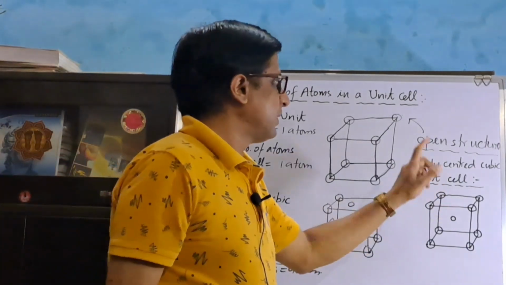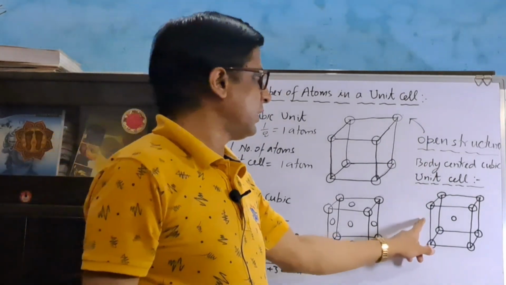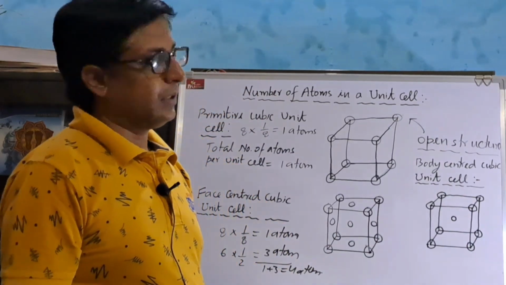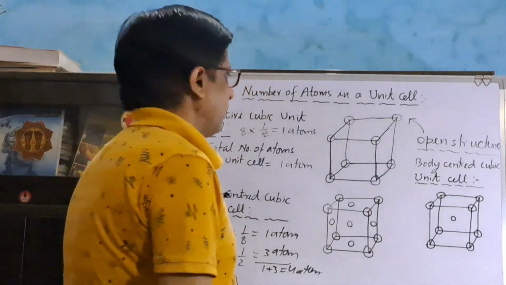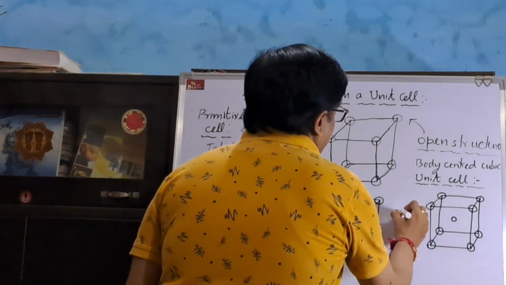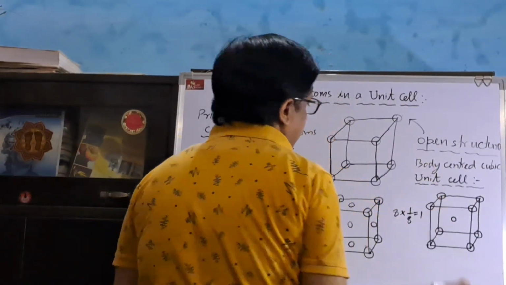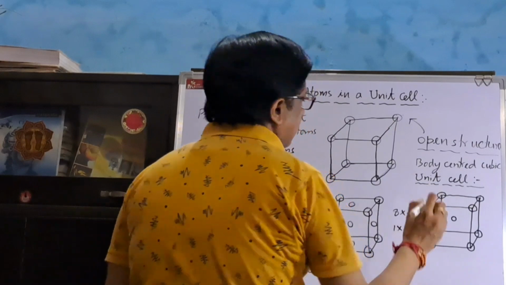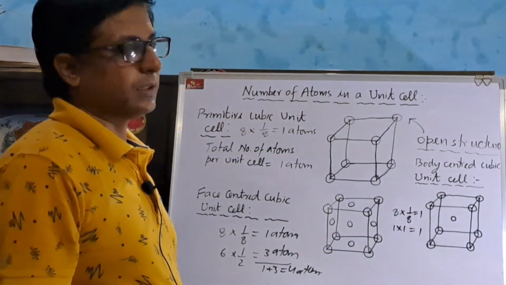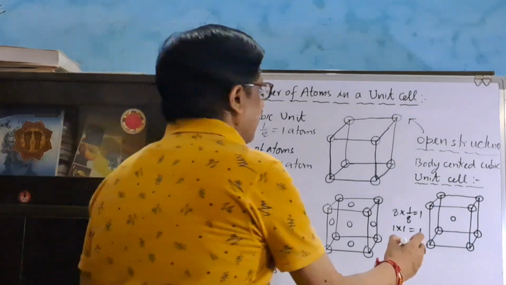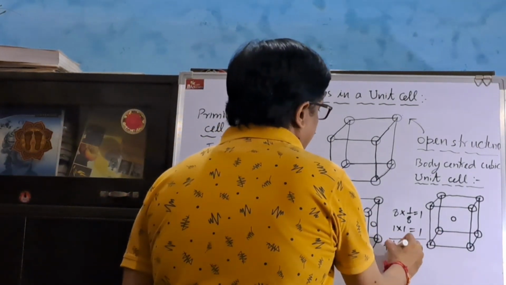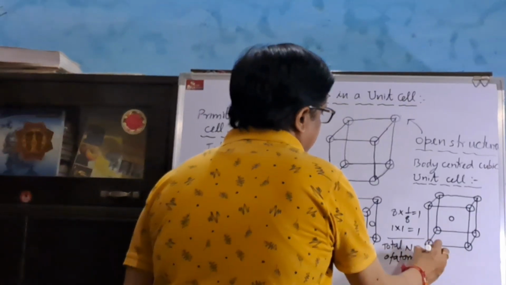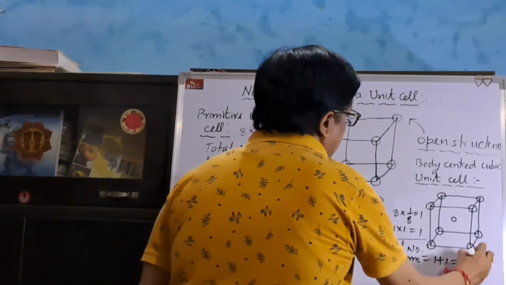The last is the body-centered unit cell. In a body-centered unit cell, besides the corners, there is 1 atom present inside the cell. The contribution of corner atoms is 8 into 1 by 8, which comes to 1. The atom present inside the unit cell is not shared by any other unit cell, therefore its contribution is 1. Therefore the total number of atoms per unit cell is 1 plus 1 is equal to 2 atoms.